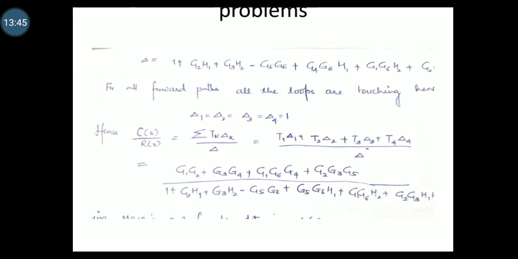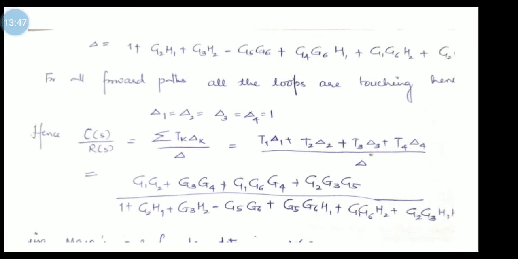So delta will be equal to 1 plus G2H1 plus G3H2 minus G5G6 plus G4G6H1 plus G1G6H2 plus G2 G3 G5.